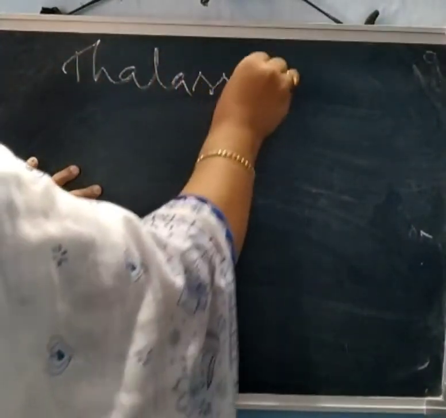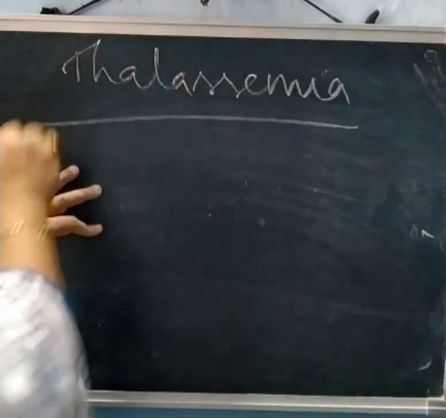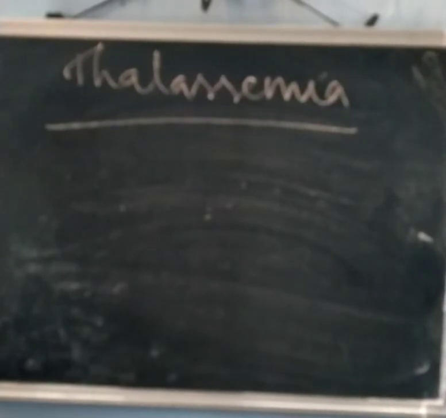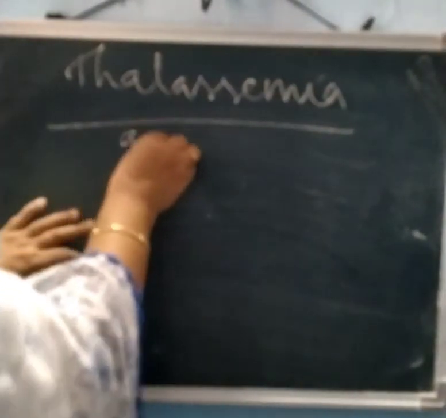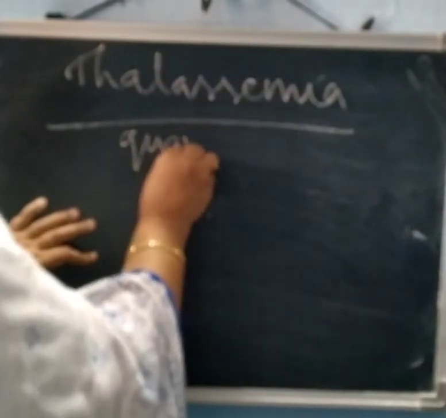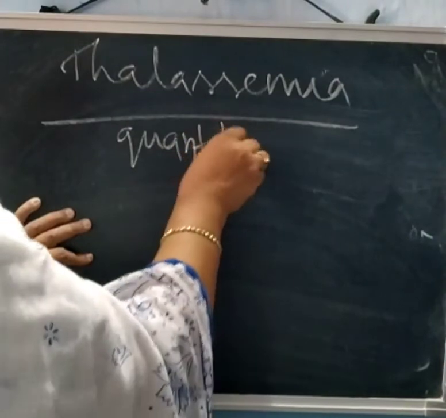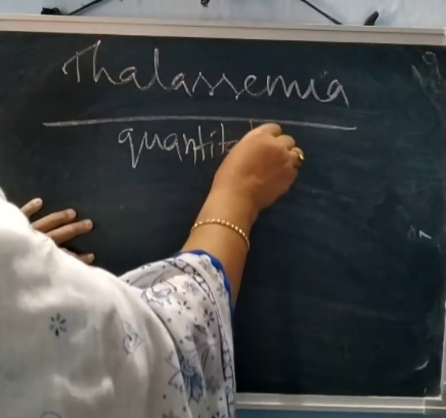Now this is also a mutation, but here the chromosomes are different. So thalassemia is again an autosomal recessive disease, occurs due to mutation of genes resulting in reduced rate of synthesis of one of the globin chains of hemoglobin. So here it is a quantitative inheritance. So this is quantitative, but sickle cell anemia is qualitative, where the amino acid is changing, but here it is quantitative, meaning the beta globin chain is reduced.